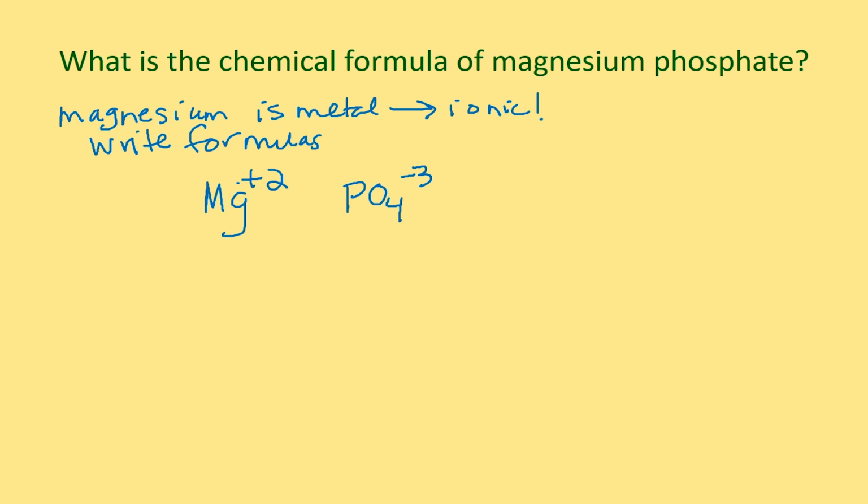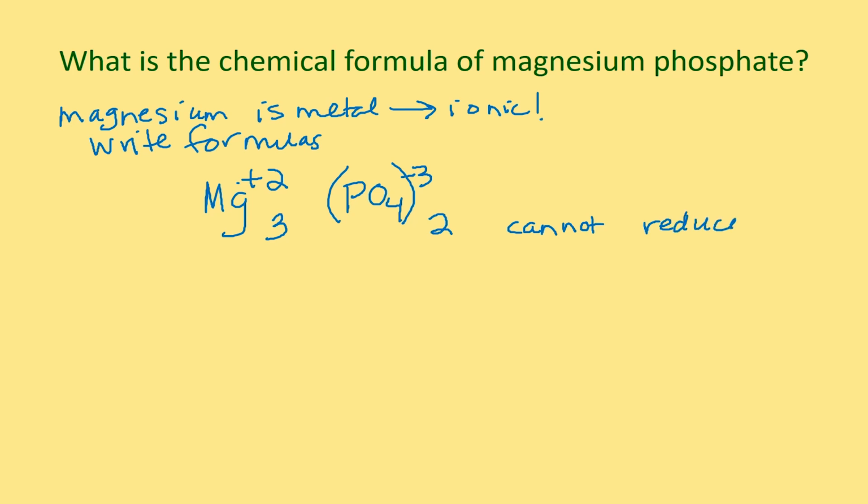We're going to crisscross. So the 3 of the phosphate becomes a subscript for the magnesium, and the 2 of the magnesium becomes a subscript for the phosphate. Note that we have a 4 and a 2 here. It's kind of confusing. It's important that if we have double subscripts, we're going to use the parentheses to contain the polyatomic ion formula. Now, when I look at the numbers 3 and 2, I cannot reduce further, so I can leave them alone. They're good.